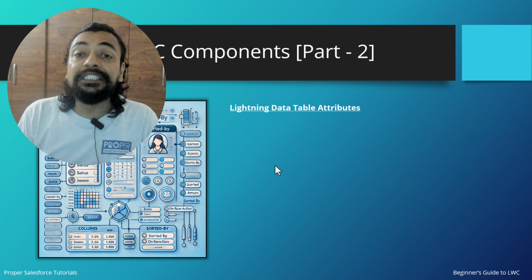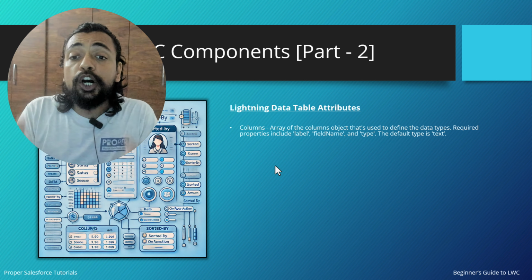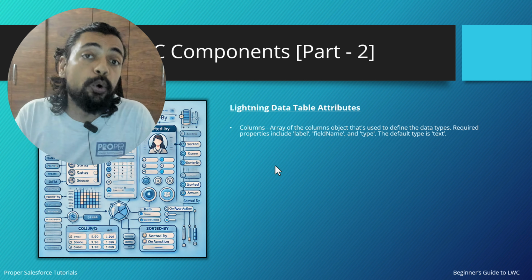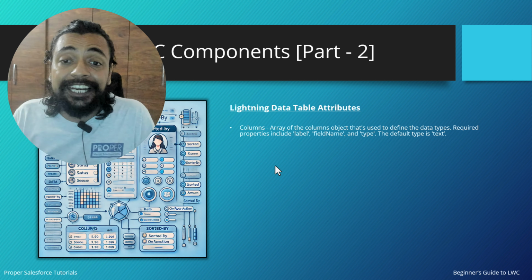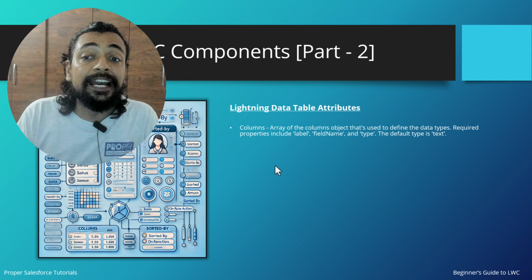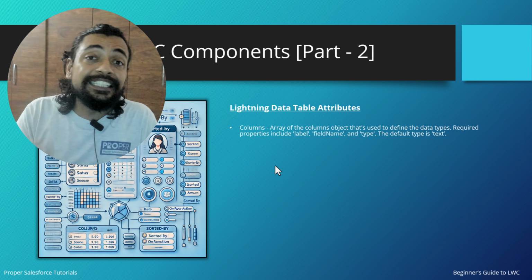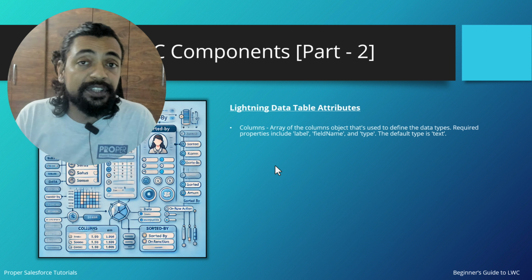Now let's talk about some important attributes of Lightning data table. Columns attribute. Columns attribute basically used to define the fields that we want to show over there in the data table. It is an array of objects again, and here the object will have three properties like label, field name and type. The default type is always text, but in case if you want to use URL or any other type, definitely you can change the type over there.